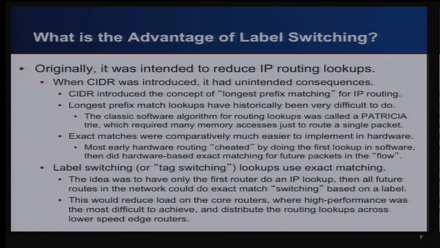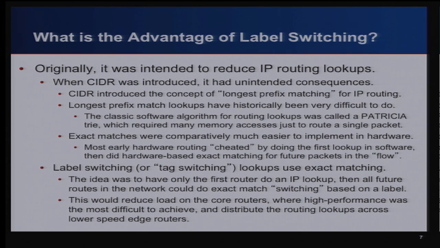So what are the advantages? Originally, if you look back at the history of MPLS, it was intended to reduce IP routing lookups. An interesting thing about the history of the internet and when CIDR was created, it actually had a bunch of unintended consequences. The original premise of CIDR was if we let people allocate and suballocate smaller blocks, it'll make IP usage more efficient, and that's true. But it also makes routing lookups much harder.